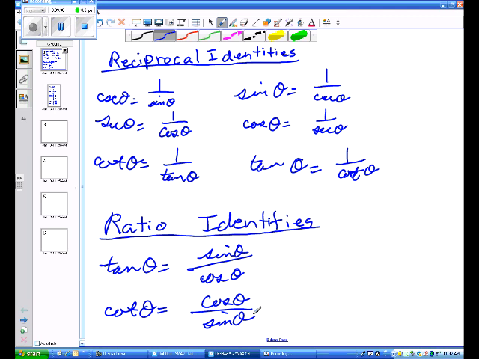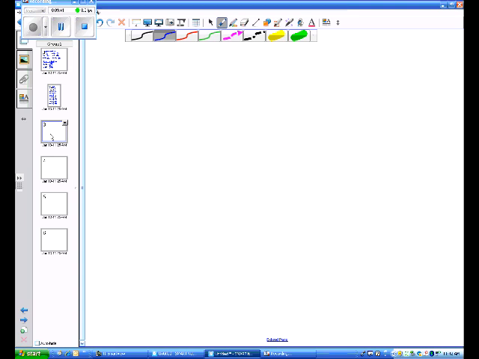Now we want to look at some of the ways these can be used, and what we're about to do can be done in several different ways. We don't have to use our ratio identities to do this, but at this point we want to just practice and get to learn our identities a little bit better. So let's say that we're told that the sine of theta is equal to -3/5 and that the cosine of theta equals 4/5. What we want to do is find the tangent.